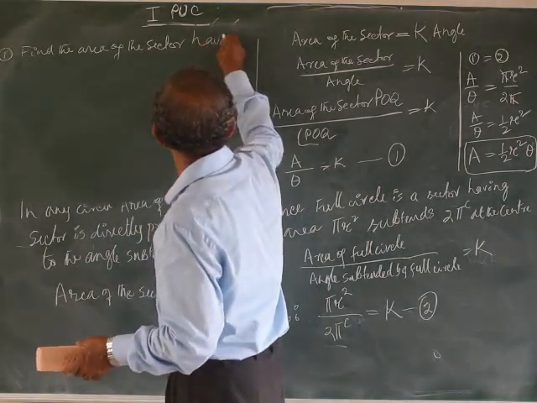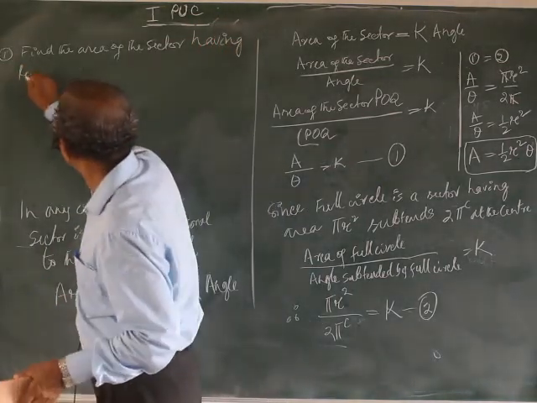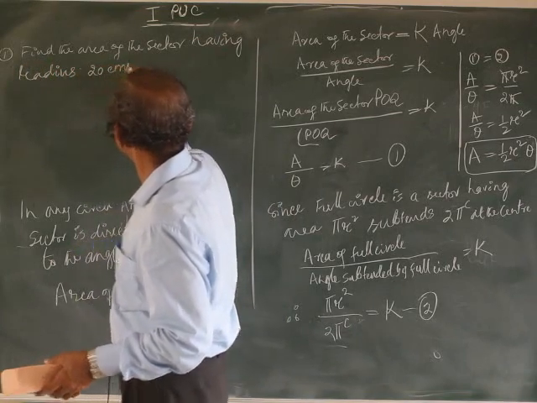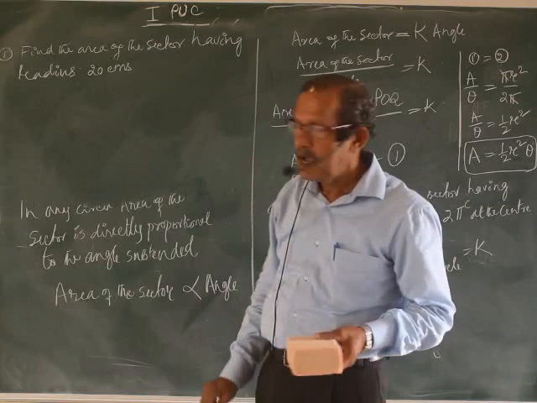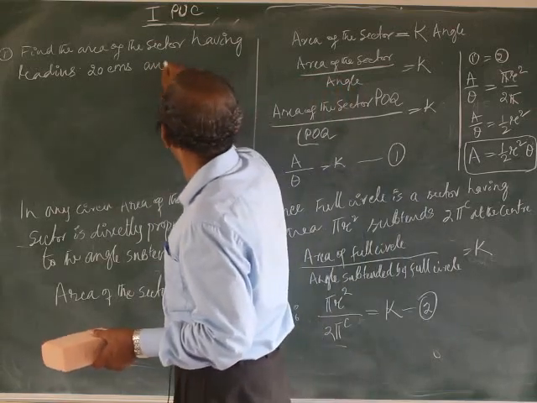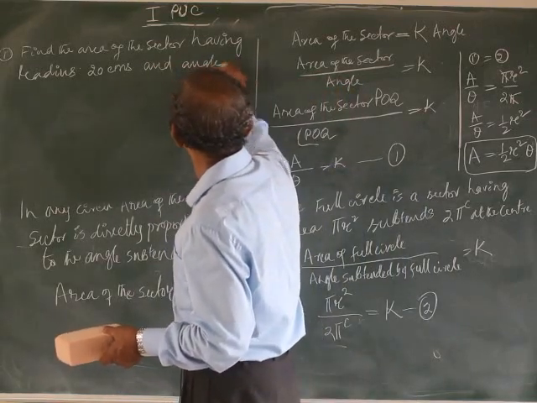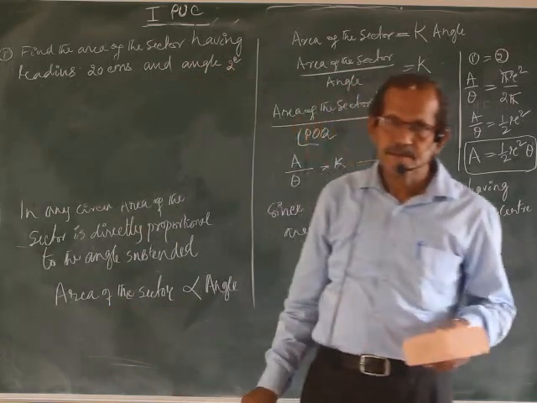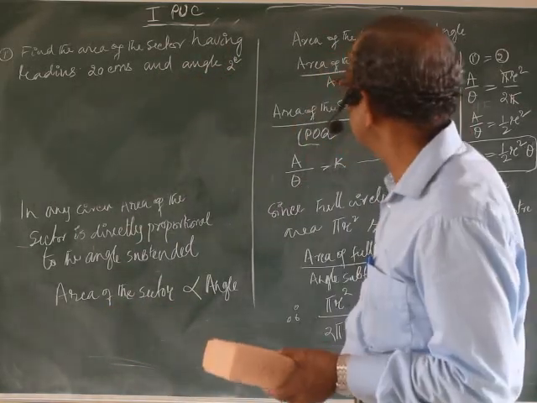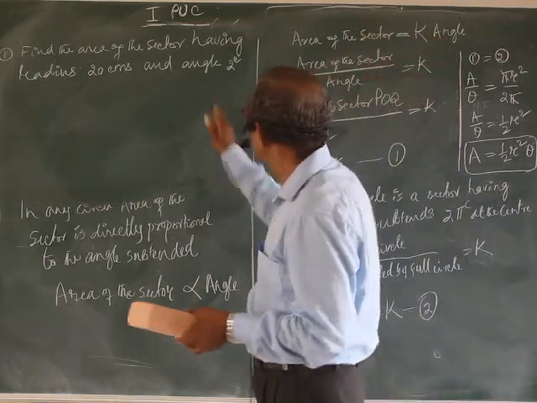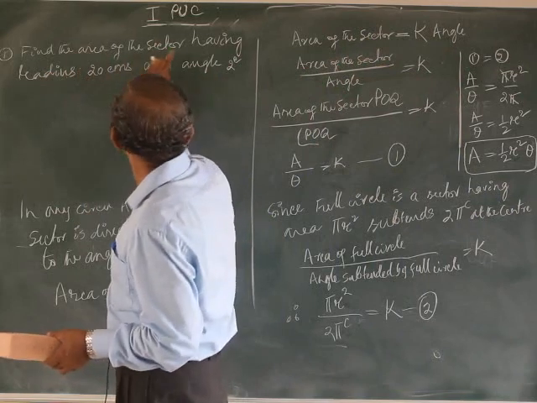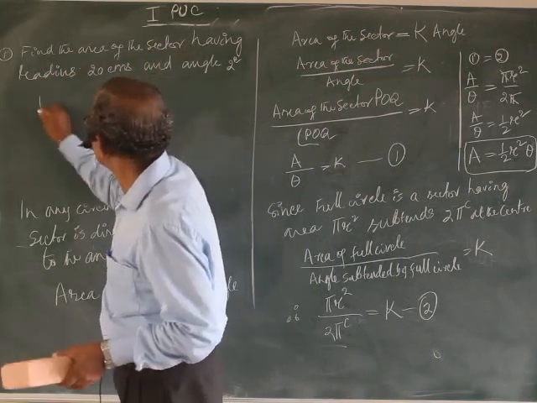Having radius 20 centimeters and angle 2 radians. Radius of the sector is 20 centimeters, angle is 2 radians. Let me write. Find the area of the sector.